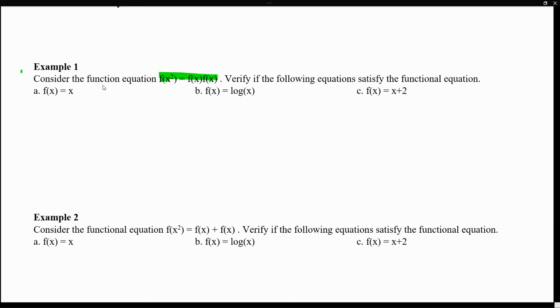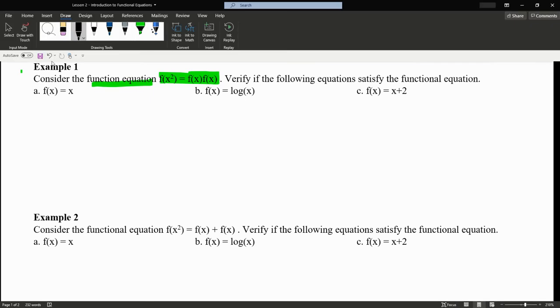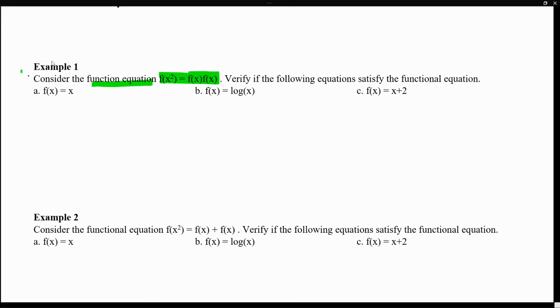f of x squared is equivalent to f of x times f of x. So this is a functional equation, and our objective is to come up with a function that will make this a true statement. Here we have three different functions: f of x equals x, f of x equals log of x, and f of x equals x plus 2. We want to find out which of these three functions actually fulfills this functional equation. And if it fulfills it, then we know that that's the solution.